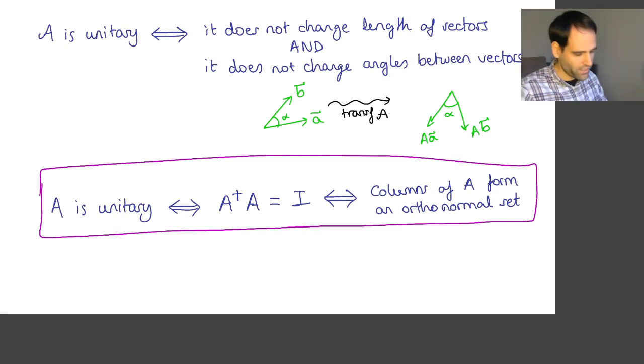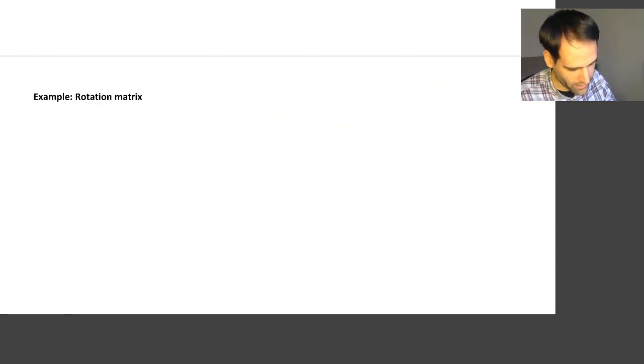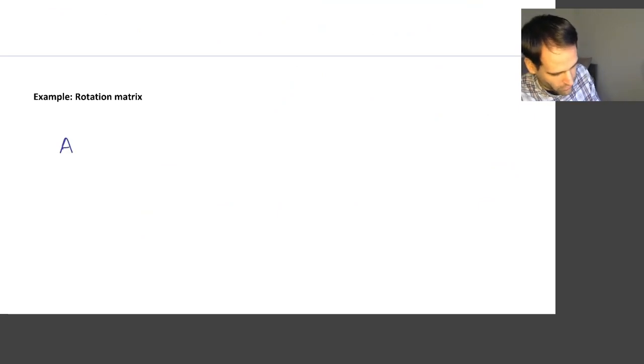But for now, in this video, let's look at examples. So an example would be a rotation matrix, yeah? So remember, we found the rotation matrix in 2 dimensions, and we found it to be this one.